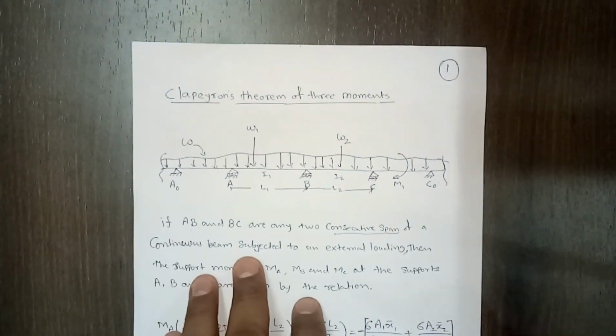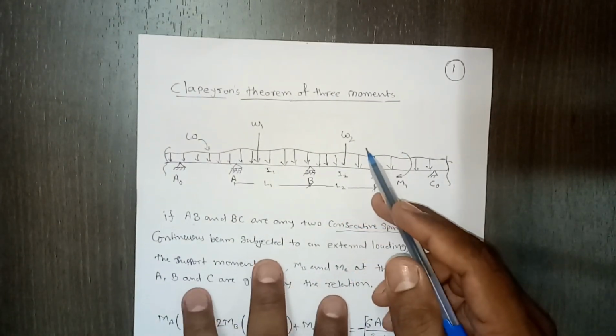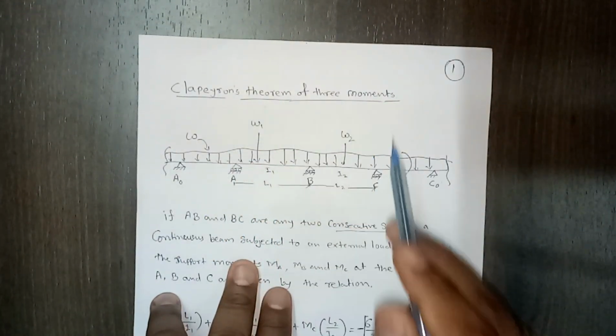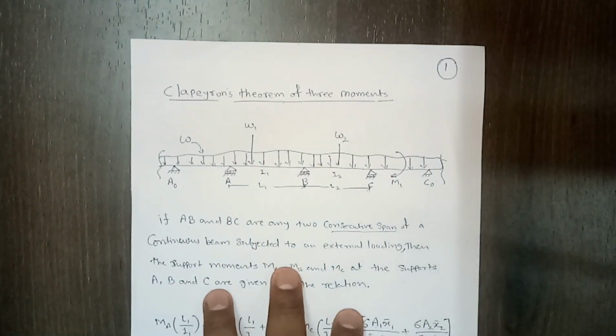Welcome friend. So today we'll be discussing the last topic of fourth unit, that is Clapeyron's three moment theorem. This is also sometimes called just the three moment theorem or Clapeyron's theorem, but the full name is Clapeyron's three moment theorem. So this theorem is for continuous beam.